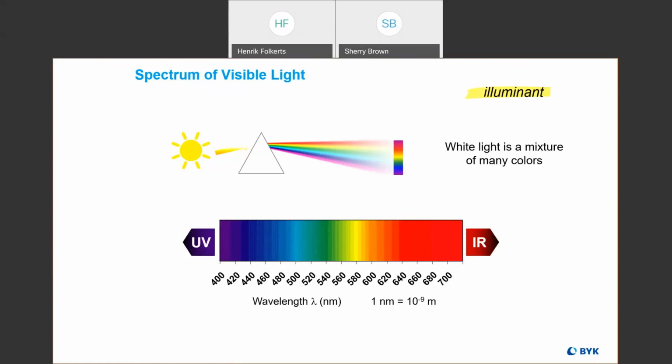So if we go down into the shorter wavelengths, we get into UV, ultraviolet, which is invisible to us, but it can play a role in fluorescence, which is a different office hours. And then if we go into longer wavelengths, longer than 700 nanometers, we get into IR or infrared, which of course is also invisible to us.